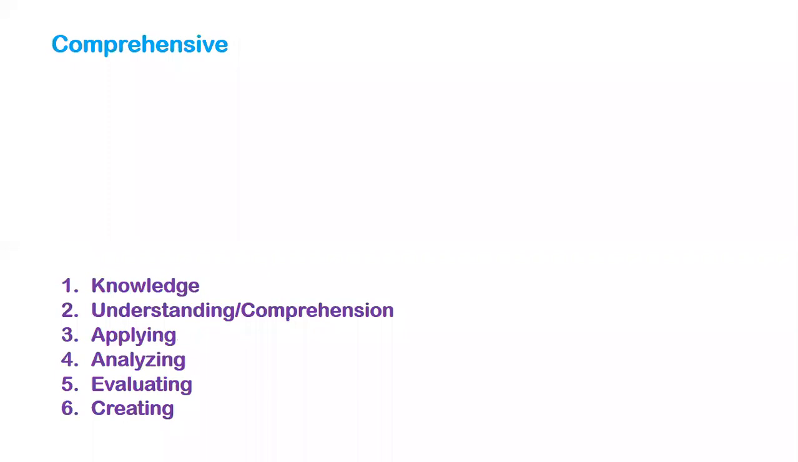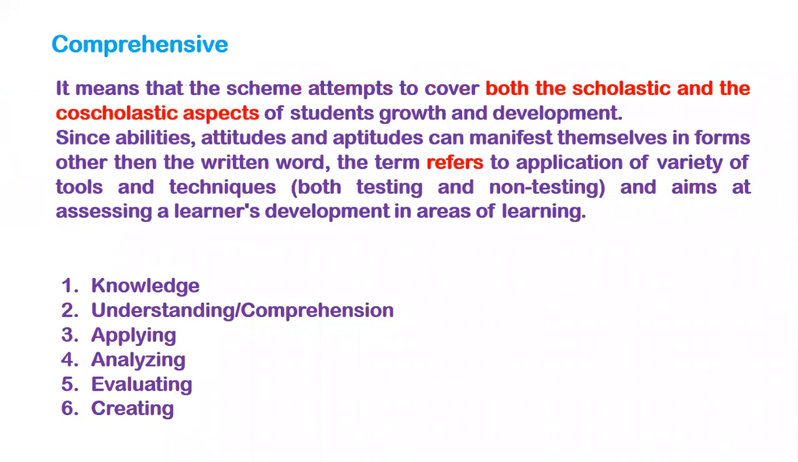Okay. Now, next one is your comprehensive. So here you can see knowledge, understanding, comprehension, applying or analyzing, evaluating, and creating. So this is according to Bloom's taxonomy. So you have six levels which the child has to achieve. Okay, so it means that the scheme here, the scheme is CCE. I'm just reflecting it as a scheme because as per CBSE, CCE, they say it is a scheme.